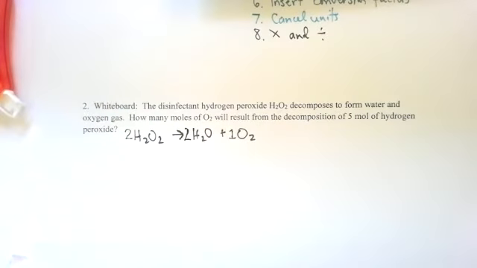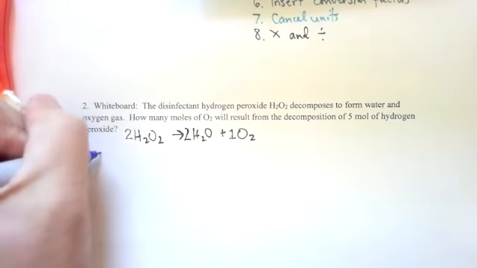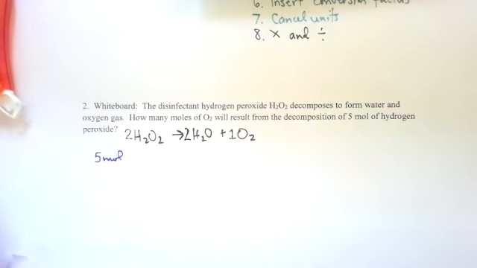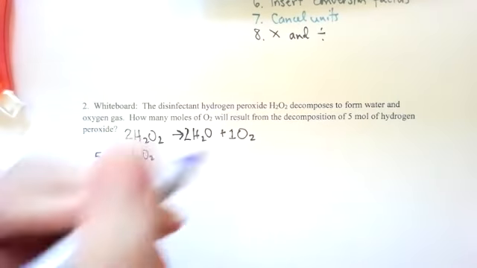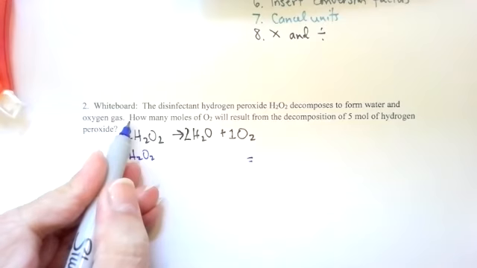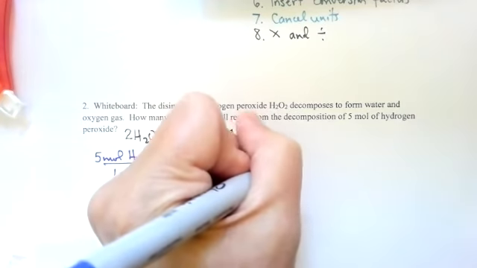Now I want to frame up my problem. How many moles of oxygen will result from the decomposition of 5 moles of hydrogen peroxide? So it gives me 5 moles of H2O2. I'm going to put that over 1, and I want to solve for, here's my question word, how many moles of O2?